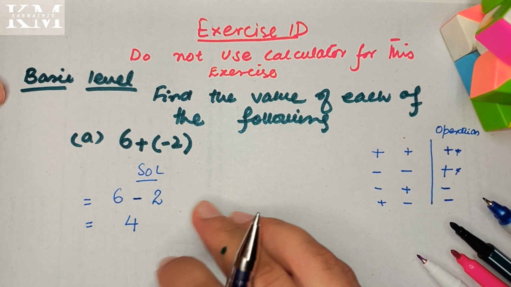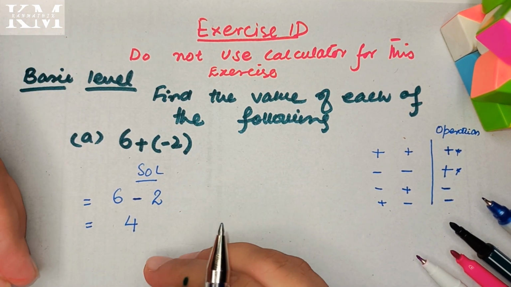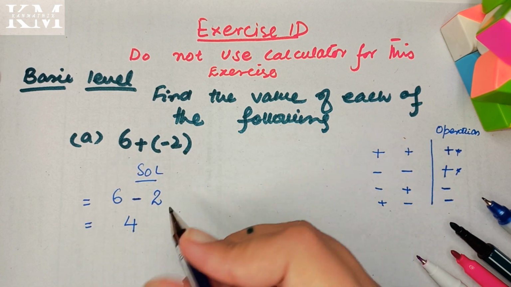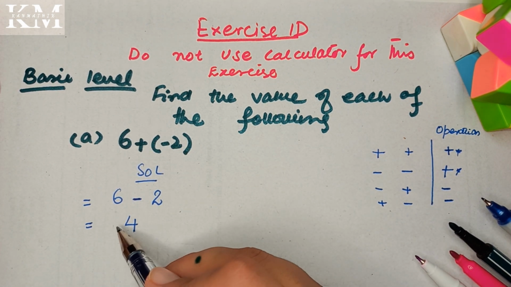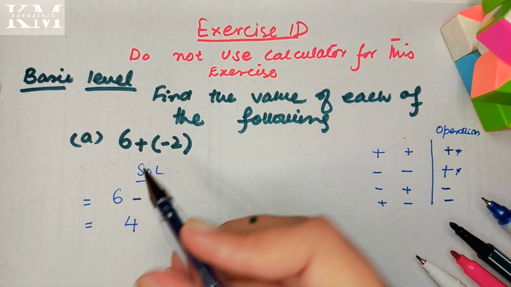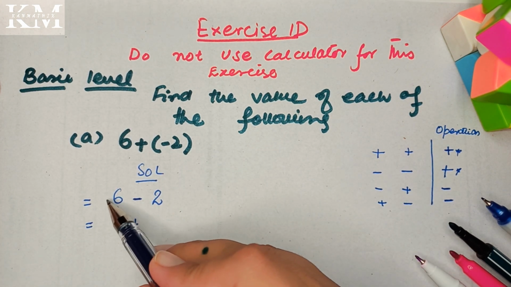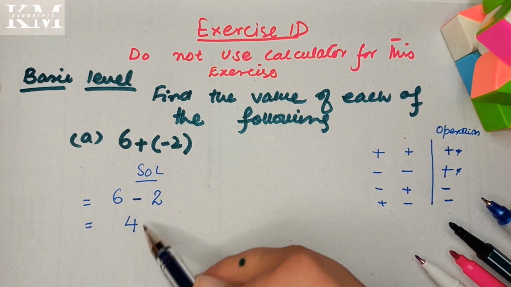Dear students, this one is the simple one. In the next question, you have to check that always the sign is of the bigger term. So you can see here the bigger term is 6 and it's positive, so you got the positive number.